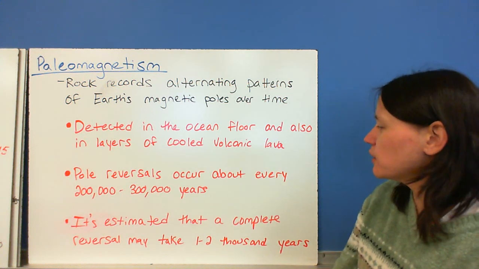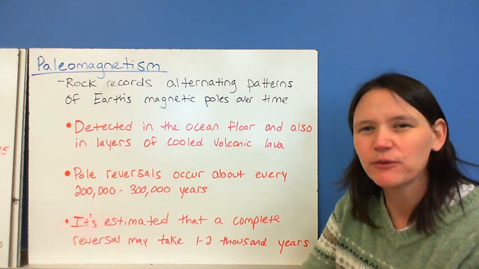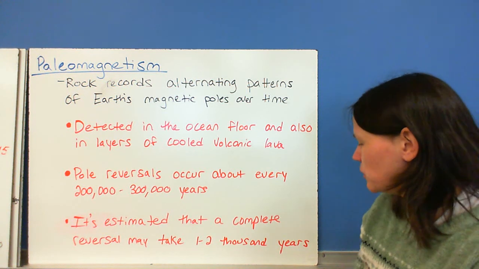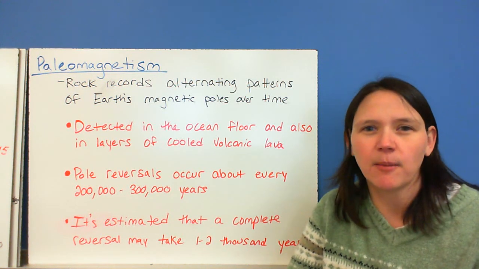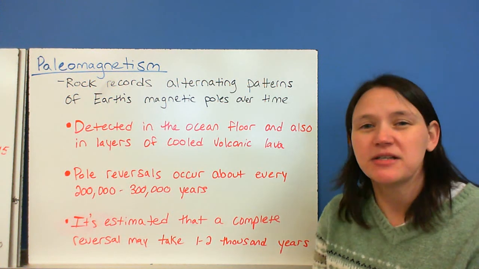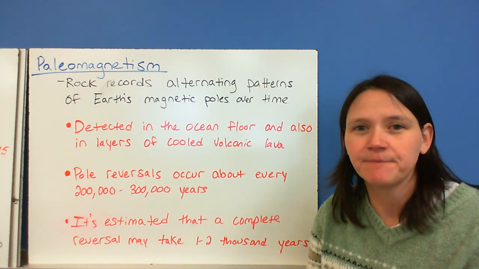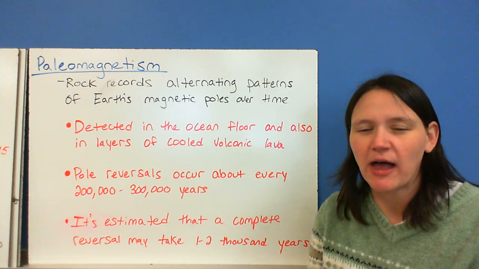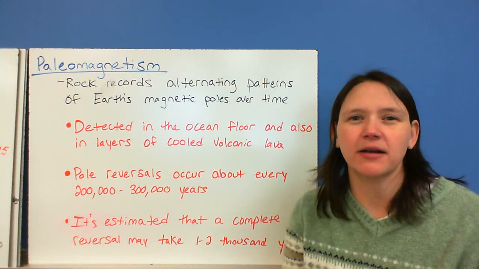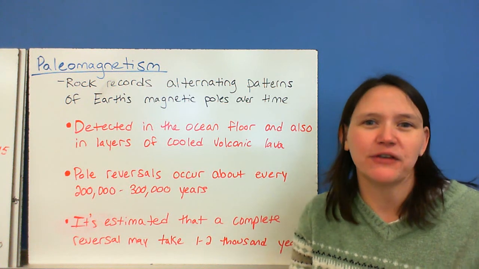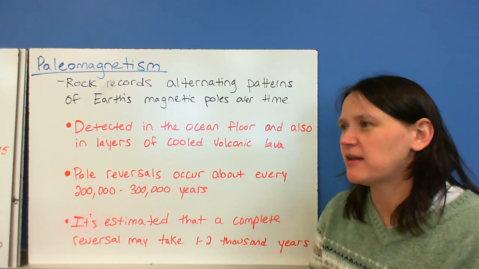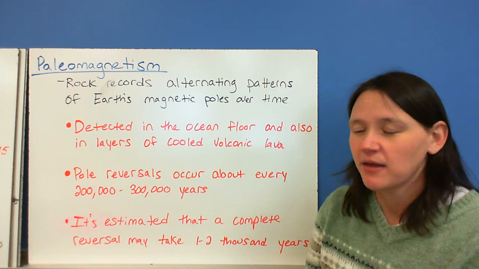The pole reversals occur about every 200 to 300,000 years. And it's estimated that a complete reversal may take 1 to 2,000 years. So it's not something that you would wake up one day and north and south have flipped. It's a slow process. And even when it does eventually occur, because it will happen again, they don't think that anything catastrophic will happen because it has happened several times throughout Earth's history, and there's nothing in the record of Earth that we've had mass extinctions or anything like that. So really our lives shouldn't be too interrupted by an event like this.